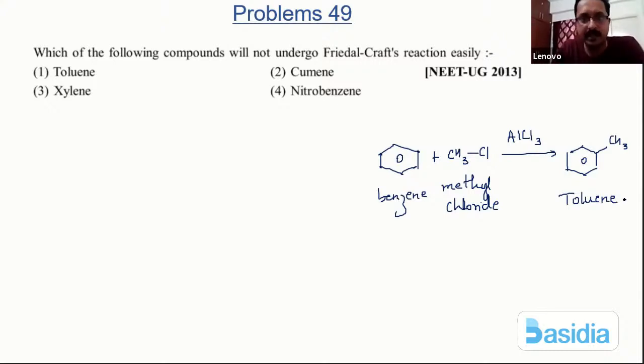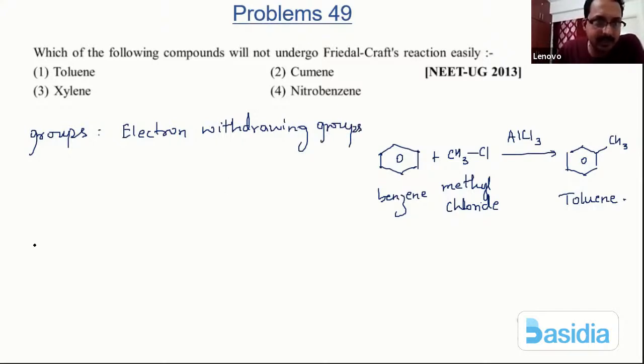Now this Friedel-Crafts reaction is governed by certain groups if they are initially present on the benzene. Normally, when I speak about the groups, there are 2 types of groups. One we normally call electron withdrawing groups, and there is another set that is called electron donating groups.